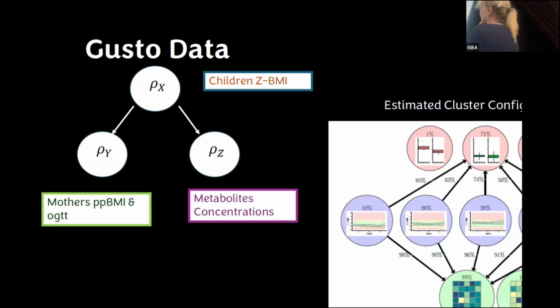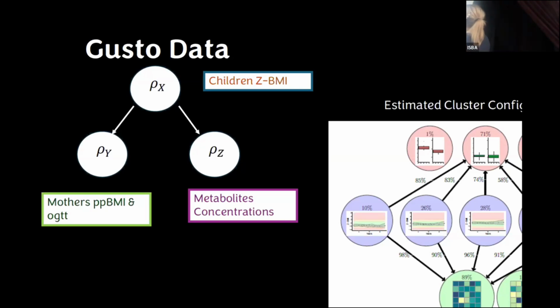So this is a simple example of the examples that I was talking about at the beginning, where the main feature is the BMI trajectory of these 1,000 children. And then we want to relate the clustering of the BMI trajectory to 2 different types of information: the metabolite concentration measured in these children, and then the pre-pregnancy BMI of the mother, plus the result of the test for gestational diabetes, which are all known to be risk factors for obesity.